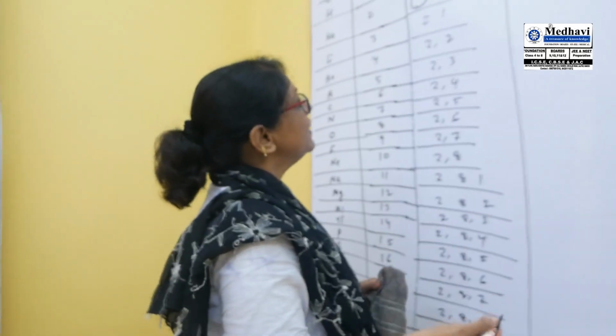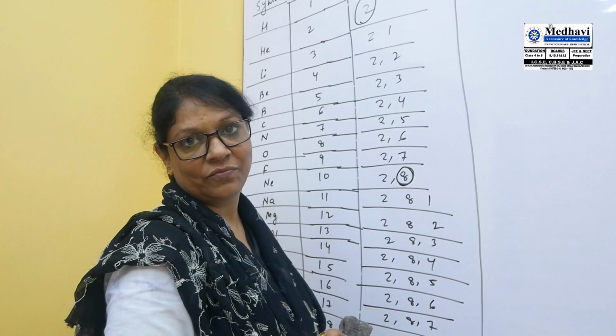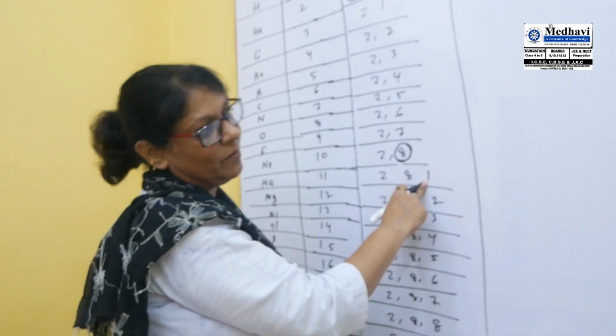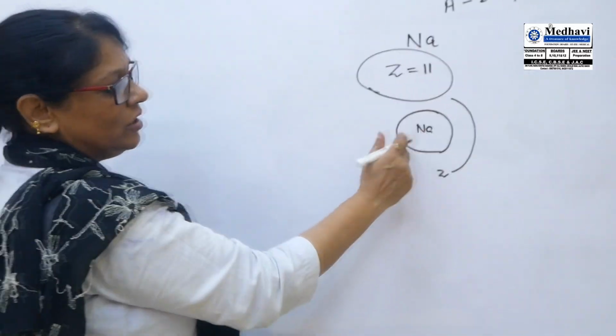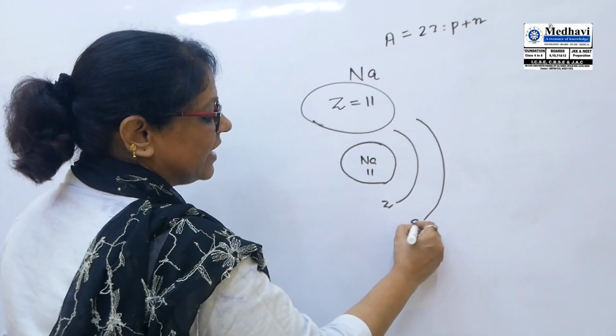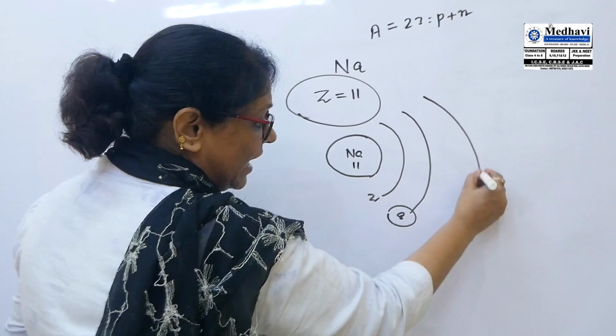Now, in the second orbit, we can keep maximum 8 electrons. After that, if we have more electrons, then we jump to the third orbit. So sodium has 11 electrons and 11 protons. So first we write 2 here. 8 is the next, because in the second orbit we can put maximum 8 electrons, and the third orbit gets the remaining 1.